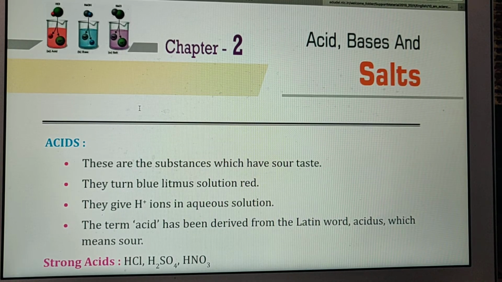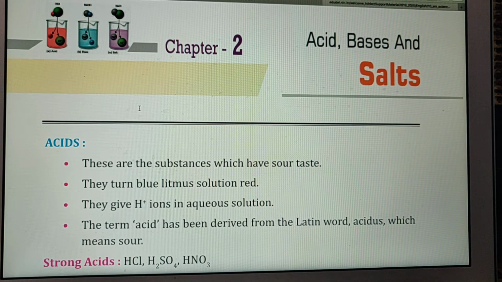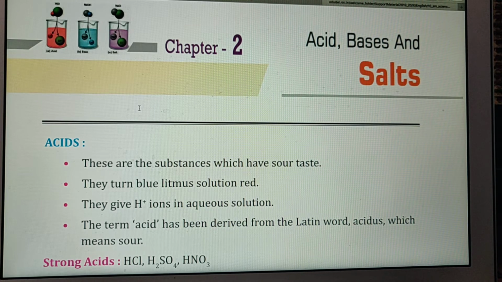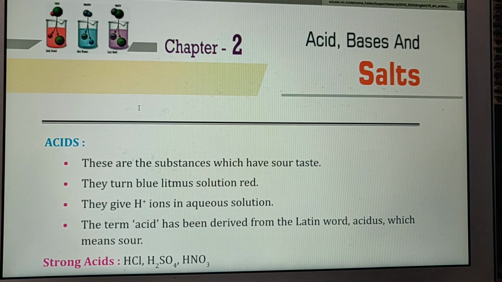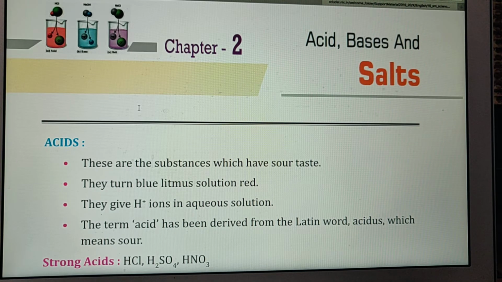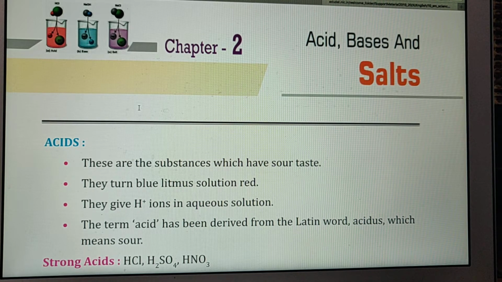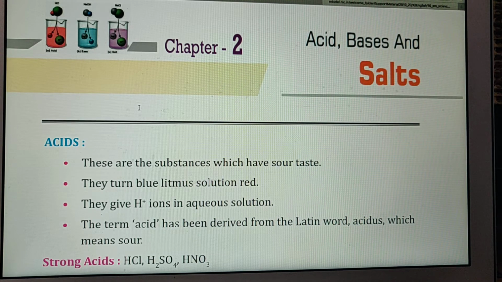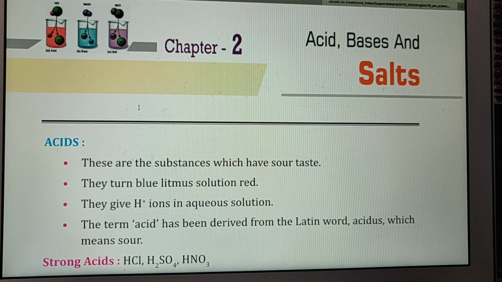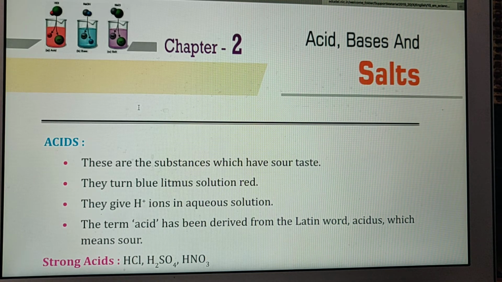Dear students, today we will study acids, bases and salts. In this chapter, first we will know what are acids. These are the substances which have sour taste. They turn blue litmus solution red. They give hydrogen ions in aqueous solution.